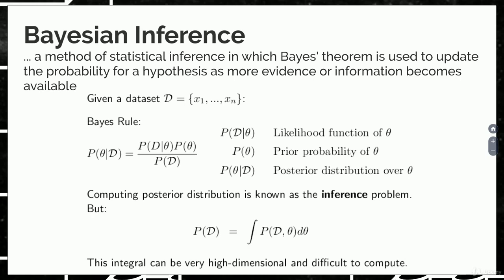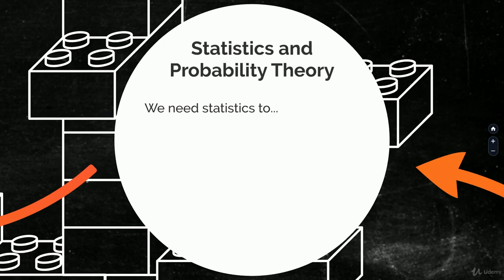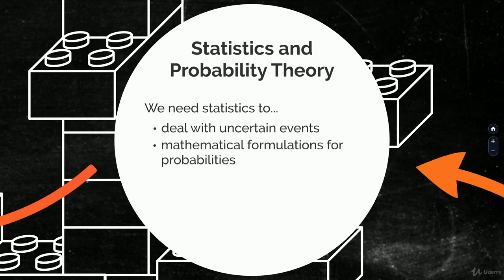But this is actually a good segue into the topic that we're going to talk about next, and that is probability theory. Statistics and probability theory is absolutely essential for machine learning and artificial intelligence. We need statistics to deal with uncertain events. That's what we're trying to do in almost every scenario in machine learning. We also need statistics to develop mathematical formulations for probabilities.